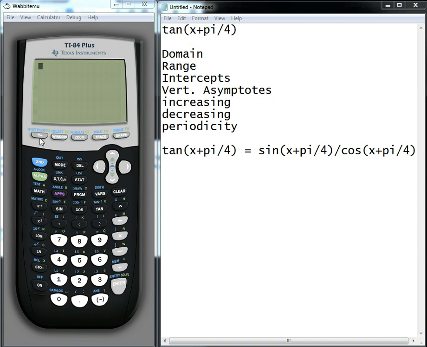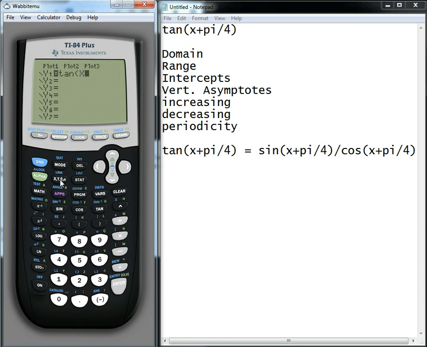To do that, you want to hit y equals, which is up in this corner, then hit tangent. X is this button right here, plus pi. To get to pi, it's right here in blue, so you have to hit the blue button first, then that, and then divided by 4.